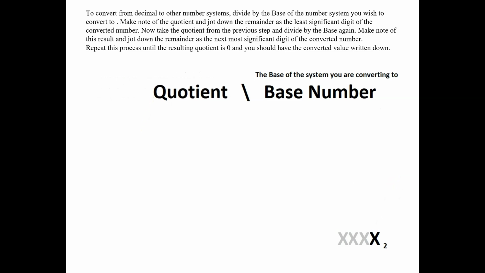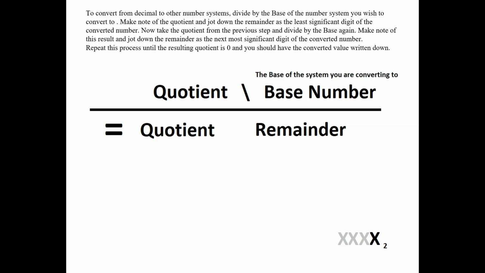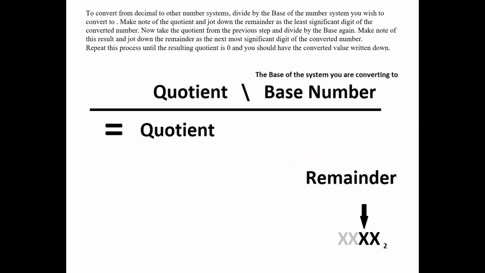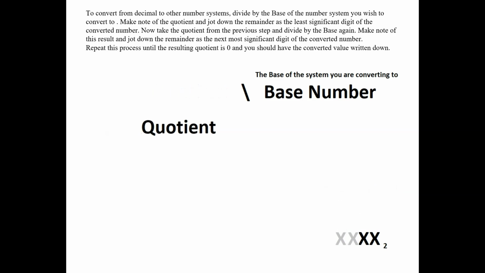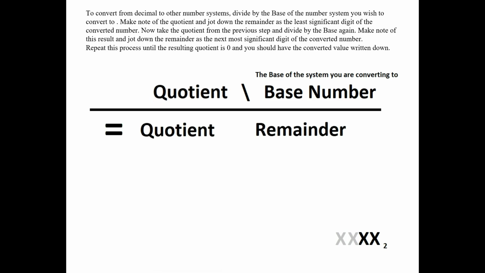The quotient you will divide again by the base of the number system you are converting to, yielding another quotient and remainder. Record the remainder again as the next digit to the left in the converted number. This would be the next most significant digit. The process is repeated until the conversion is complete.